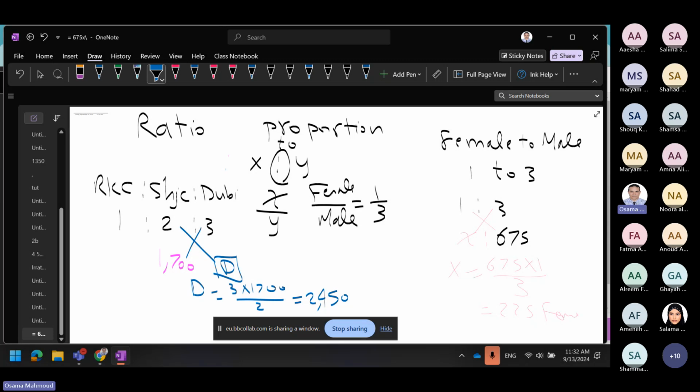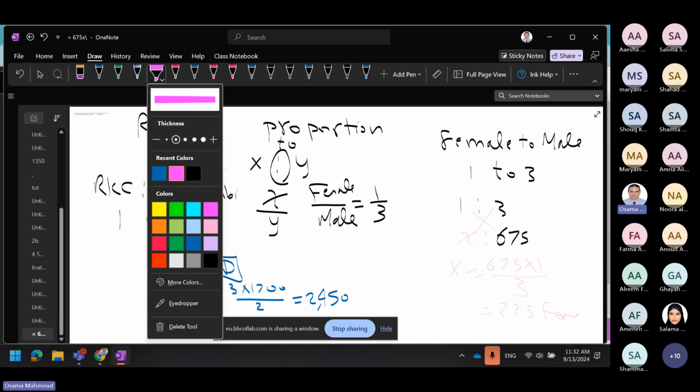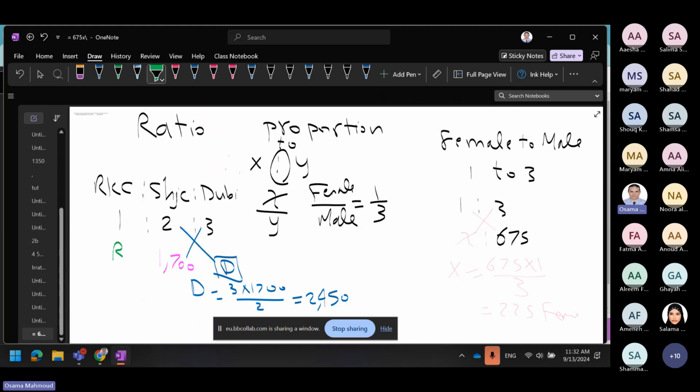Now, how to find the number of students in Ras Al Khaimah? It is easy. I have Ras Al Khaimah, I call it R, for example. Because this is already known, I can find this one. So Ras Al Khaimah students will be 1 times 1,700 over 2. So I have 850 students in Ras Al Khaimah. This is when you are going to use a proportion or ratio, right?